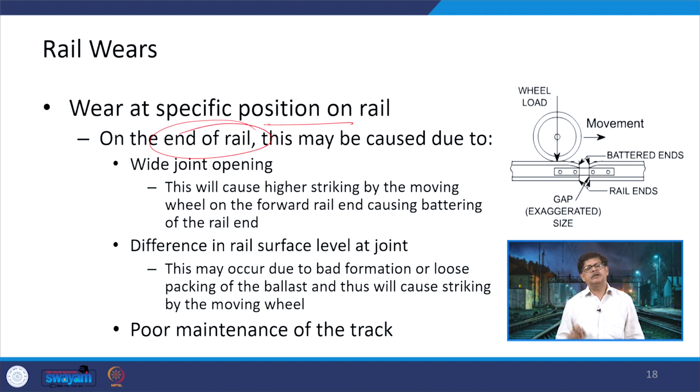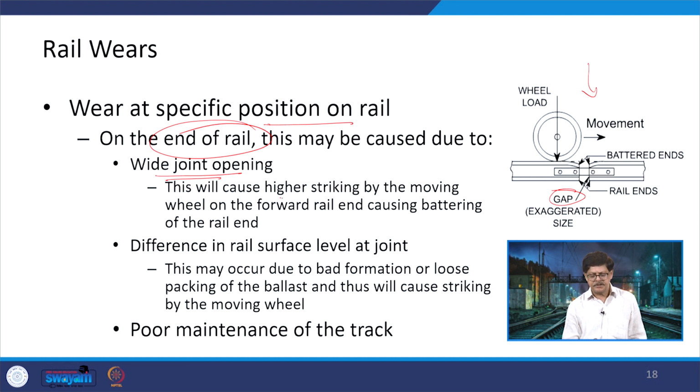Again, when we were talking about the various rail fractures, we have discussed the battering and the hogging. The similar thing has been shown in this diagram. The very first thing is wide joint opening. This gap which is provided between the two rails, if it is more than the prescribed standard or permissible value, then what is going to happen?